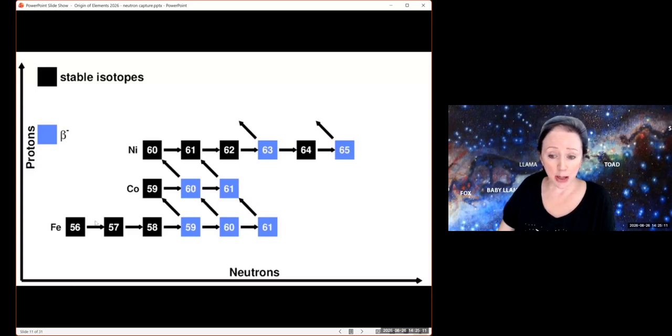But if we're in the fast process, we'll get to iron 59, but we can add another neutron before it decays, and another. And so now we're at iron 61, and that's going to decay. It's still going to first go through cobalt, because that's what happens when you change a neutron to a proton, but that's also unstable, and that's going to make nickel 61. And you can see how this just keeps on going, and you can make all sorts of different elements.